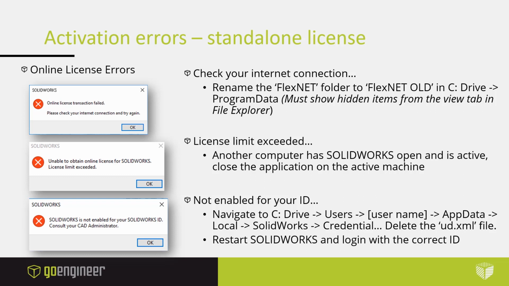Lastly, if it's not enabled for your ID, this would probably be an issue of having the incorrect username. When you started SOLIDWORKS, maybe for the first time you entered the wrong credentials to use the online license feature. Okay, so you would need to navigate to your app data folder for your user, local SOLIDWORKS credential. We need to delete that ud.xml file. After I delete that file, it allows me to log in the next time I start SOLIDWORKS. Okay, and make sure that you're using the correct ID and password, obviously.